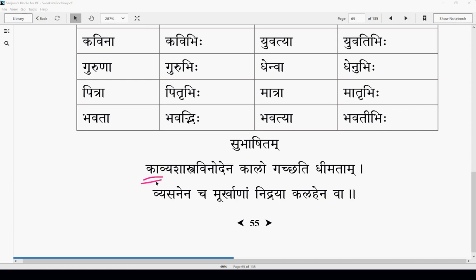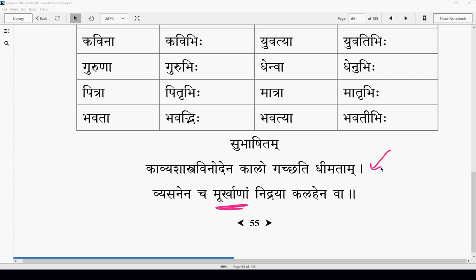Okay, Jay, you want to try? Yes, Mahodaya. Can you read? Kavya Shastra Vinodena Kalo Gacchati Dhimatam, Vyasanena Cha Murkhanam, Nidraya Kalahena Va. So read this again. Murkhanam. Yeah, good. So Kavya Shastra Vinodena Kalo Gacchati Dhimatam.